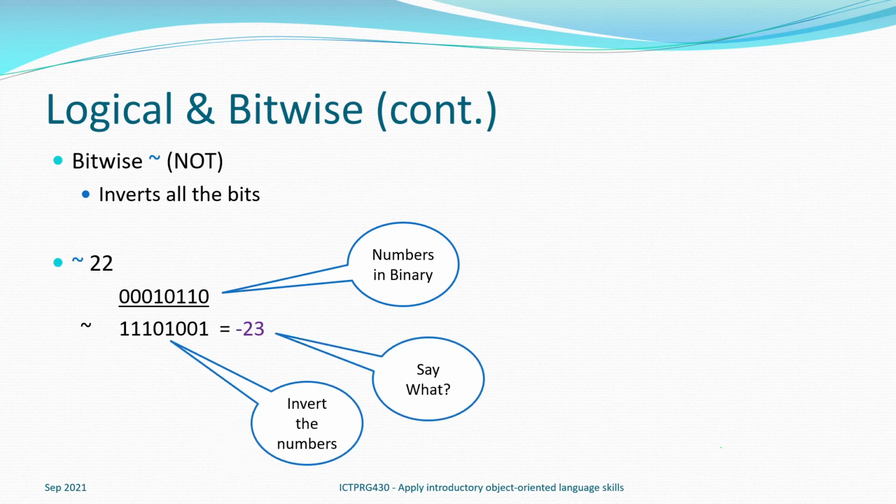The not inverts all the numbers. So not 22. We have 22 laid out, and then we invert it, and we get the inverse. So where there was a 0, there's a 1.